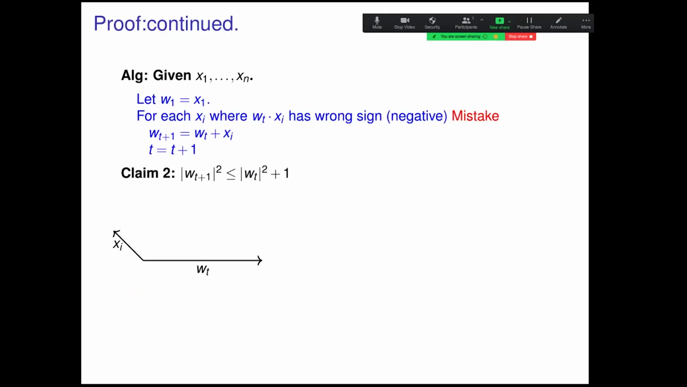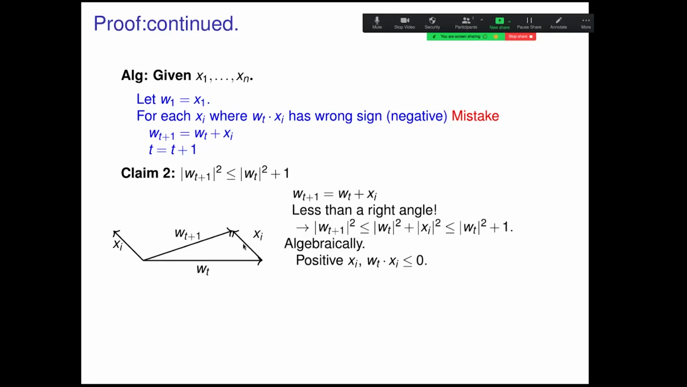If the dot product between two vectors is positive, then it's acute. If it's negative, it's obtuse. It just means you're pointing away from the other vector, right? So this one's less than a right angle. If it's less than a right angle, it's less than if this was a right angle. Okay, and you can do it with math.